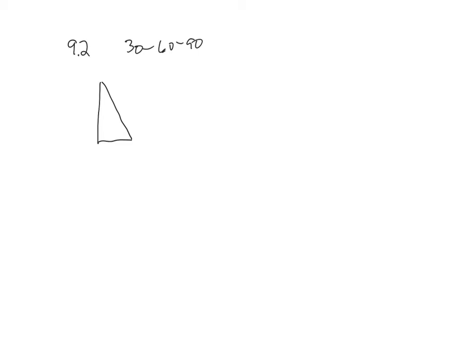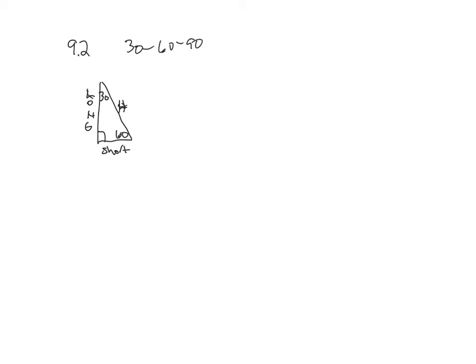So we have some terminology here. That's the hypotenuse. That's always the one across from the 90. And then we have the short side, which is always across from the 30, the smallest angle. And then we have the long side that's across from the 60. It will always be that way.